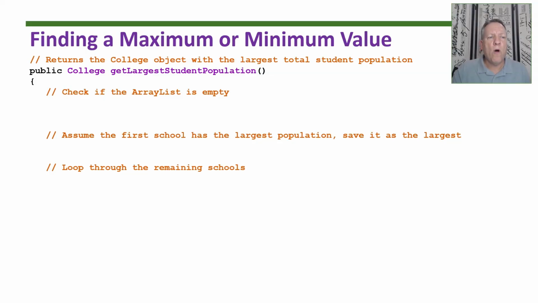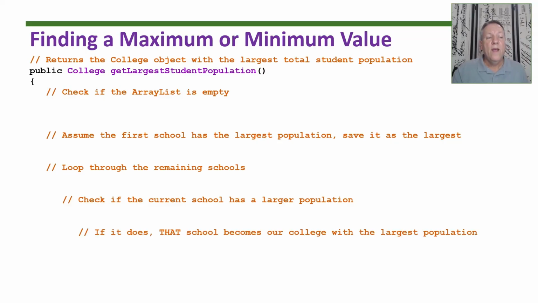Then we'll want to loop through all the remaining schools, and we'll have to go through the entire array list because we can't stop early. There may be a large college further down the list. And we're going to check to see if the current school has a larger population than what I thought was the largest up to this point. If that school does have a larger student population, well, then that college becomes our new college with the largest population. After we're done looping through everything, then we're going to return the largest, which will be a school or a college object from our array list.